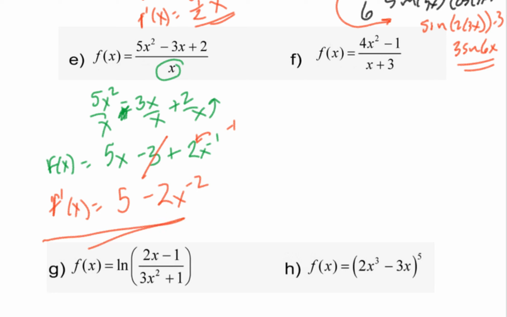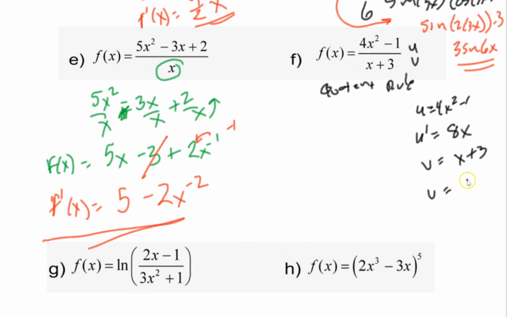There you go. Now this next one I can't use the same trick because down here it's a binomial. I can only do it when there's only one term on the bottom, like 2x, 3x, or just x squared. This I can't. This is a quotient rule. Top is 4x squared minus 1. The derivative of that would be 8x. Bottom is x plus 3. Derivative of that would be 1.